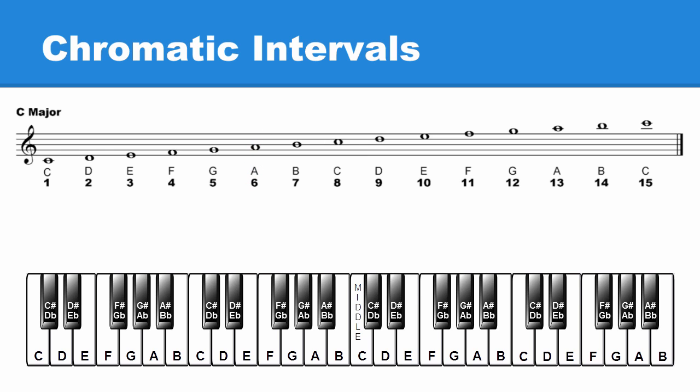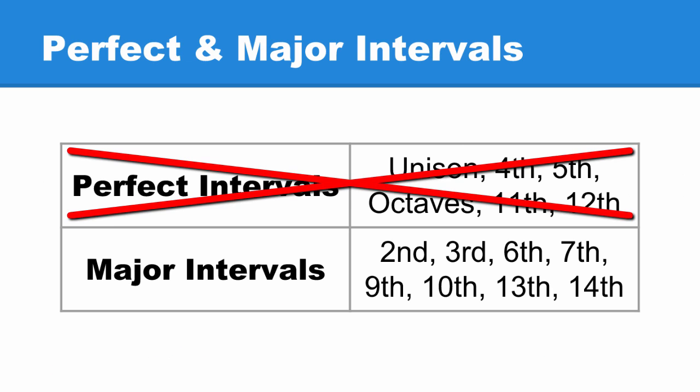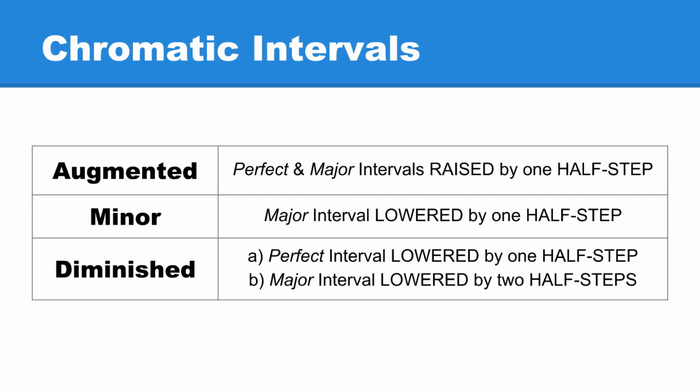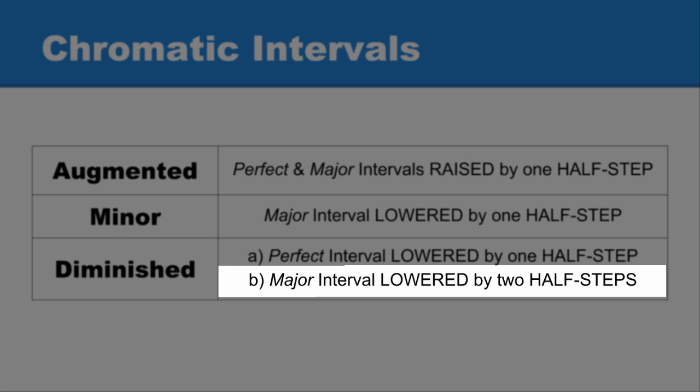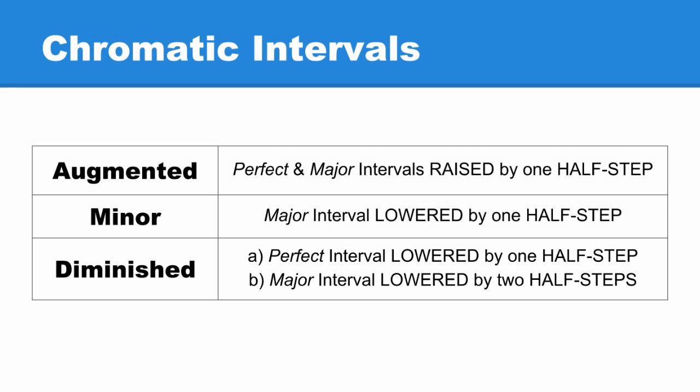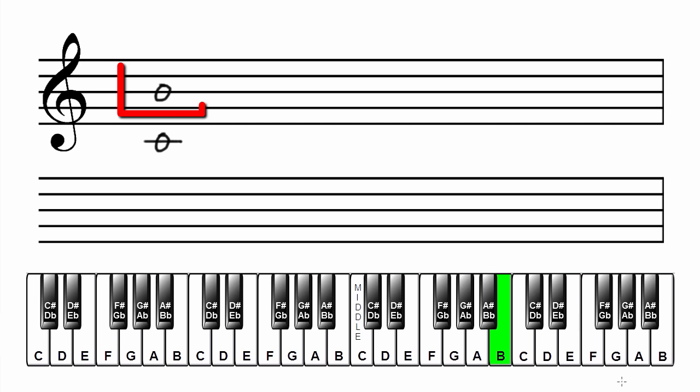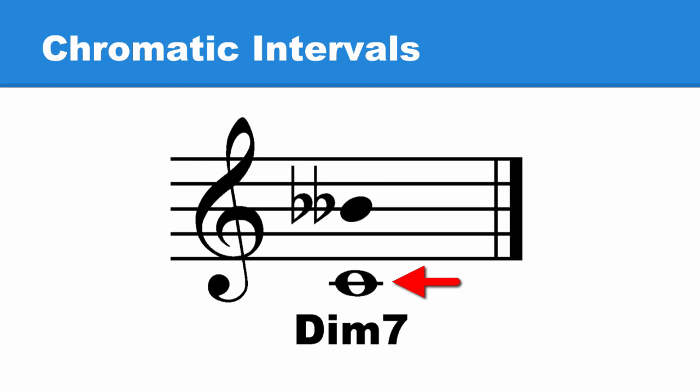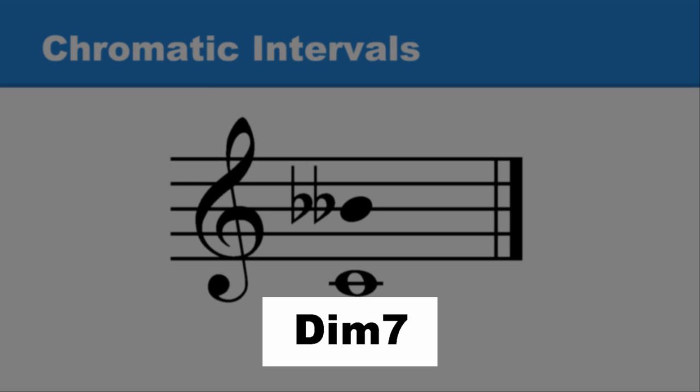In the C major scale, B is not one of the perfect intervals, so we know it's a major interval. Since it's a major interval, we'll lower it by two half steps to make it a diminished interval. B, B flat, B double flat. C on the bottom and some kind of B on top makes it a seventh. Lowering B by two half steps to B double flat makes this a diminished seventh.